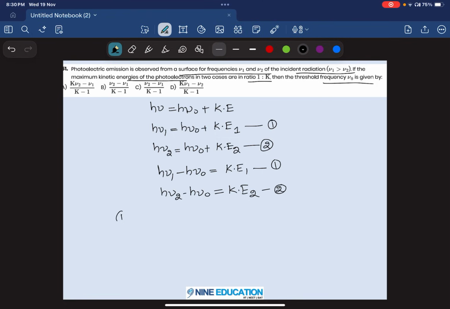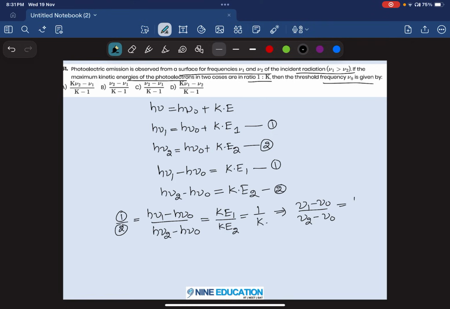Let us do equation 1 by equation 2. We will get the result as h mu 1 minus h mu naught by h mu 2 minus h mu naught is equal to KE1 by KE2, which is nothing but what he has given, 1 is to k. So here the h will get cancelled. That means mu 1 minus mu naught divided by mu 2 minus mu naught is equal to 1 by k.